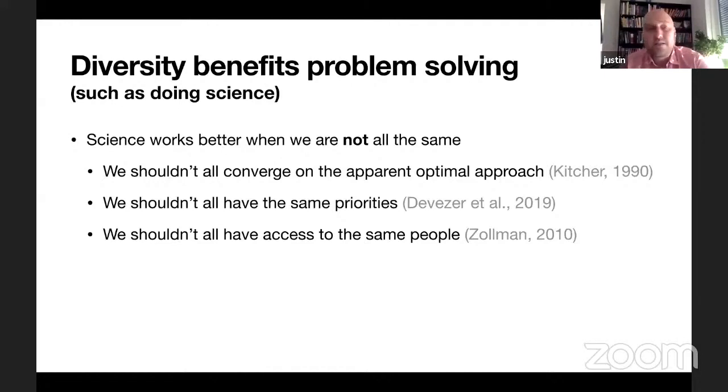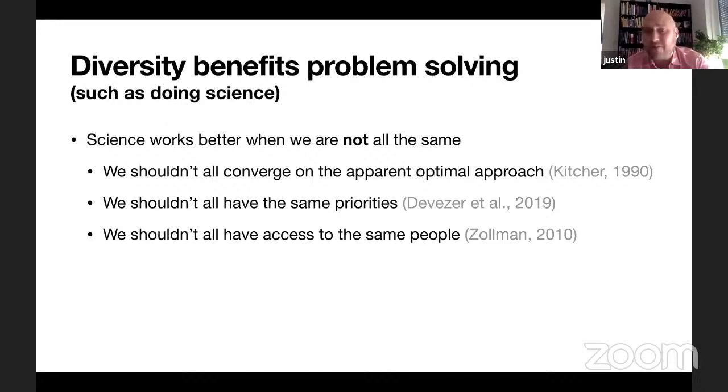So evidence has been building up over decades that science works better when we're not all the same. So for instance, we shouldn't all converge on the same optimal approach. Even if there's a theory or a method or something out there that is impactful, hard-hitting, benefiting society, going to get you published in Science, it doesn't mean that we should all latch on to that. Science as a whole, the group level outcomes will be better if we still pursue different things. We shouldn't have all the same priorities. Discovering new things is different from showing that things replicate. And it's very difficult to do all of that. And we need people to be invested in doing different aspects of this broader project.